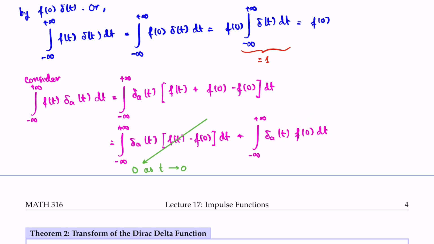And of course, f of 0 is a constant. You can pull that out of the integral operation. You have f of 0 times the improper integral from negative infinity to positive infinity of delta sub a of t dt. And this particular integral comes from the property that the unit impulse function needs to satisfy. So this whole thing is equal to 1, and therefore the result you're going to get is f of 0.